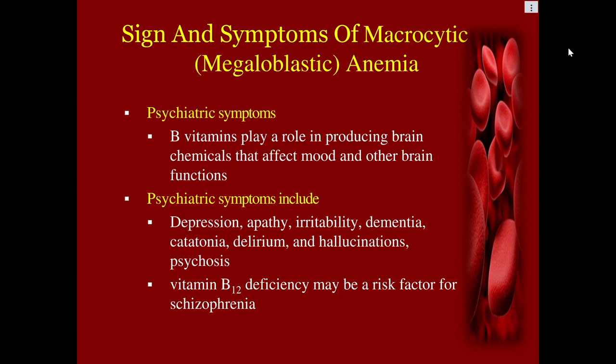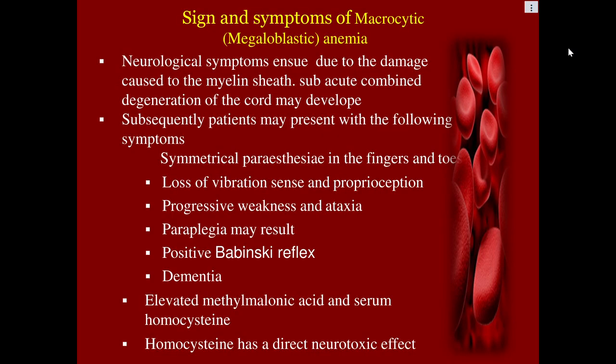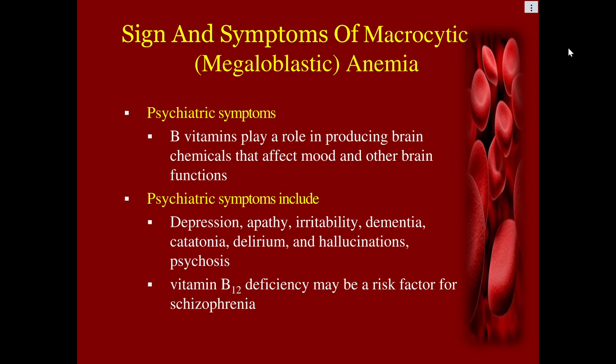Of course, as we have said, these ones have direct neurotoxic effects when they are elevated. Okay. Now, psychiatric symptoms may also ensue, especially in patients with megaloblastic anemia. This is because vitamin B12 is important in producing what we call brain chemicals that affect mood and other functions.